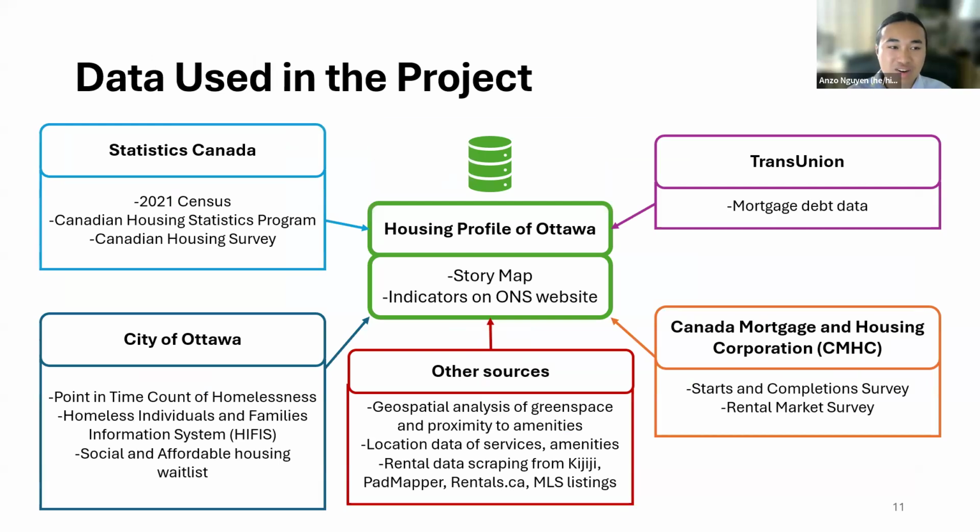So this slide here illustrates the wide variety of data that we sought to acquire for the project. There were a few data sets listed here that we ended up not using, mostly because some of these had reference periods that were too old. But as you can see, we acquired data to try and cover the whole spectrum of housing, ranging from data on home ownership from the Housing Statistics Program to market conditions, which we did from, there's a little bit of that in the census, but also from rental data scraping from sites such as Kijiji, PadMapper, rentals.ca.